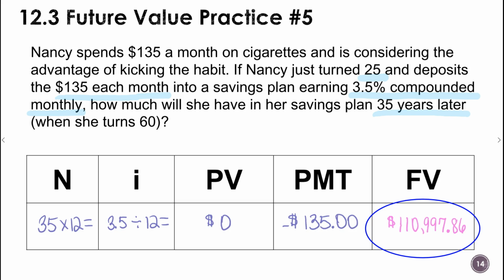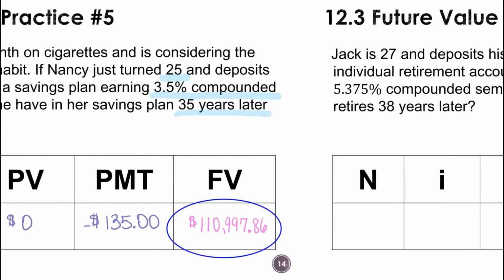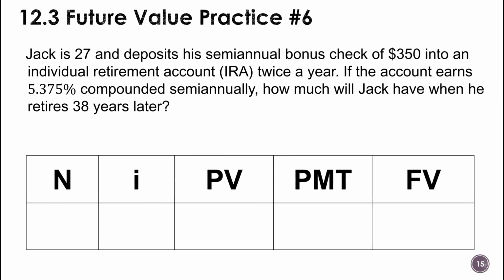Okay, so that was practice question 5. Here's practice question 6. All right, Jack is 27 and deposits his semi-annual bonus check of $350 into an individual retirement account twice a year. So he gets the bonus twice a year and he puts it in his account. And he's 27, but I don't think we need that for this question.